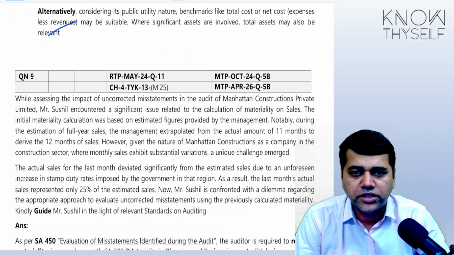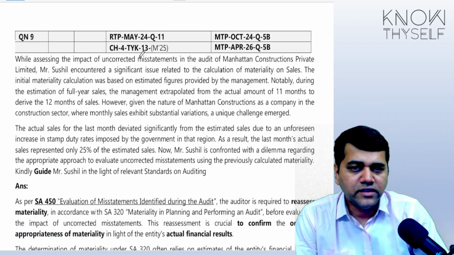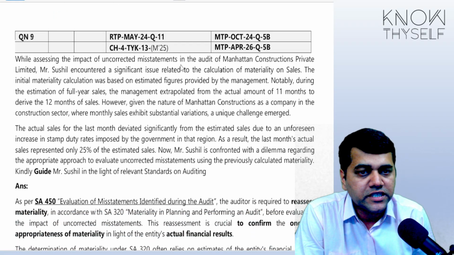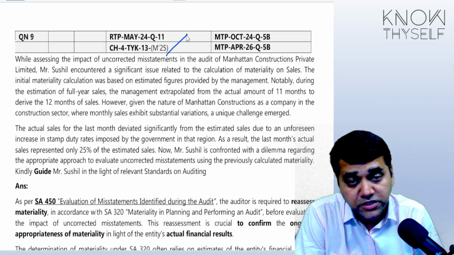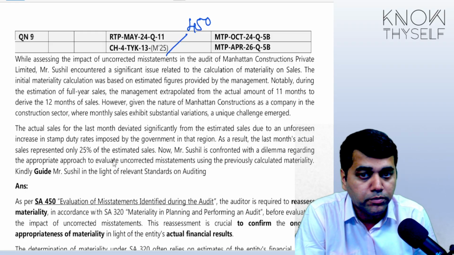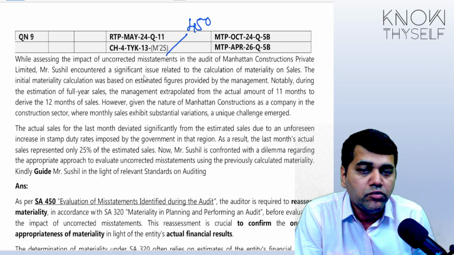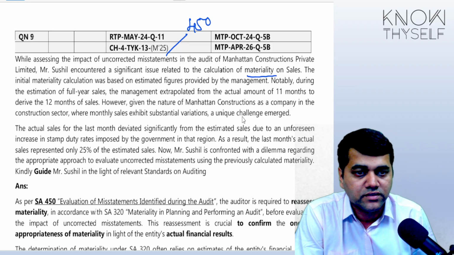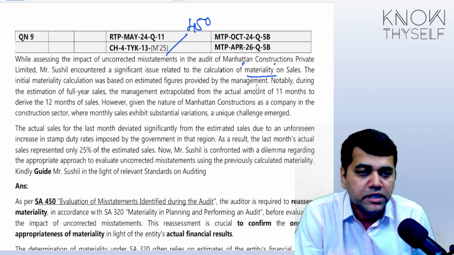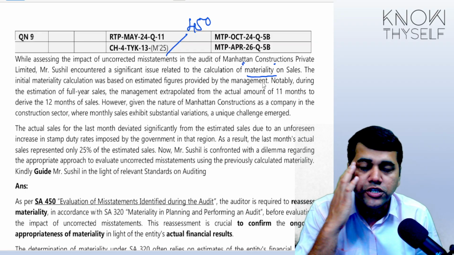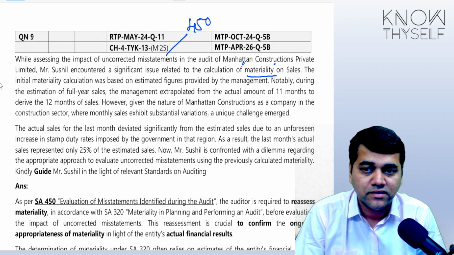And the last question here will be Test Your Knowledge 13. While assessing the impact of uncorrected misstatements in the audit of Manhattan Constructions, that means uncorrected misstatements, SA 450 comes to your mind. Sushil encountered a significant issue related to the calculation of materiality on sales. This is the keyword. The initial materiality calculation was based on the estimated figures provided by the management, obviously, because when you start, you don't know, you might have taken sales.